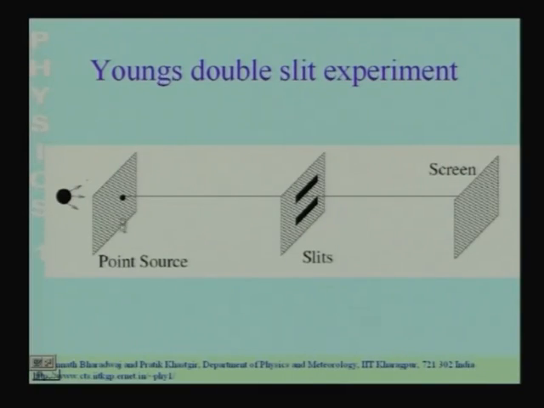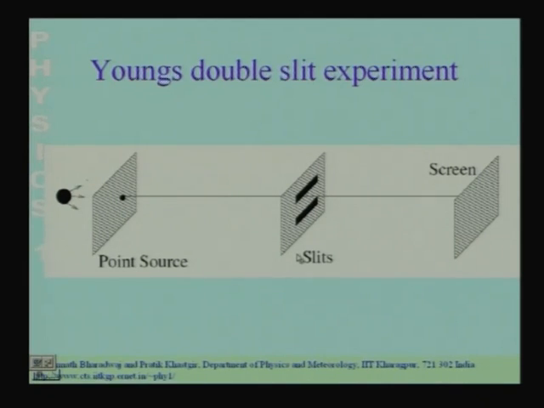So, by the time the wave from this point source arrives at the slit, as the slit is quite far away from the point source, the wave which arrives over here is well approximated by a plane wave. The point source over here is aligned with the center of these two slits. So, the plane wave that arrives over here on the slit is parallel to the two slits, and this plane wave illuminates these two slits.